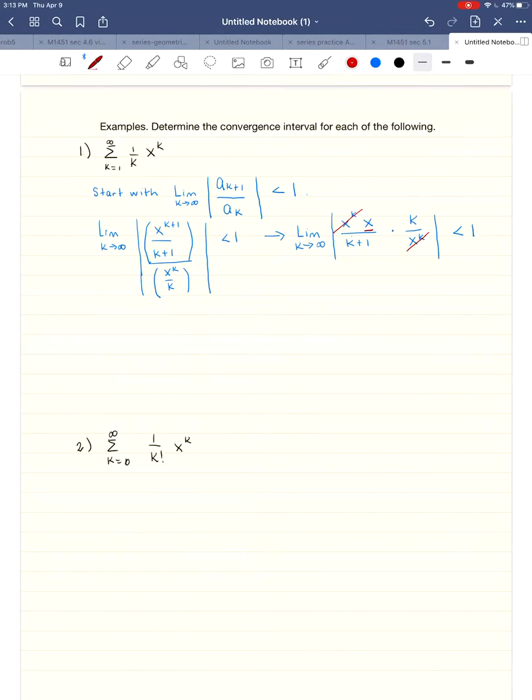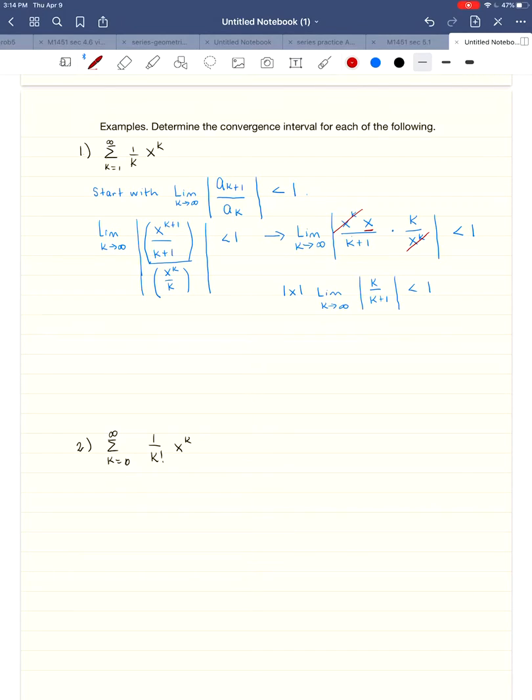This x does not have anything to do with k, so I'm going to factor it out in absolute value and then take the limit with what's left. So we're going to have the absolute value of x times the limit as k goes to infinity of what's left, which is k over k plus 1. And I'm going to find the values of x that make that smaller than 1.